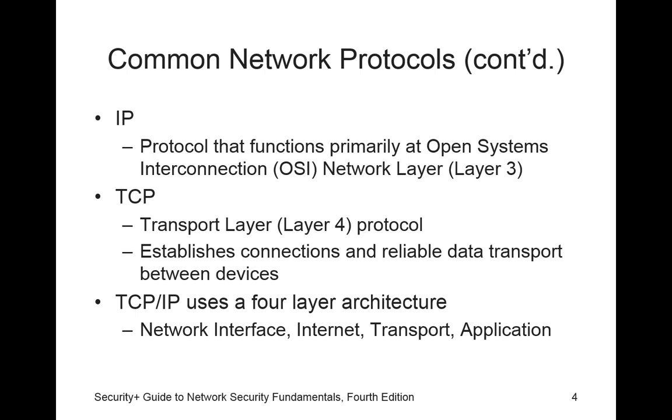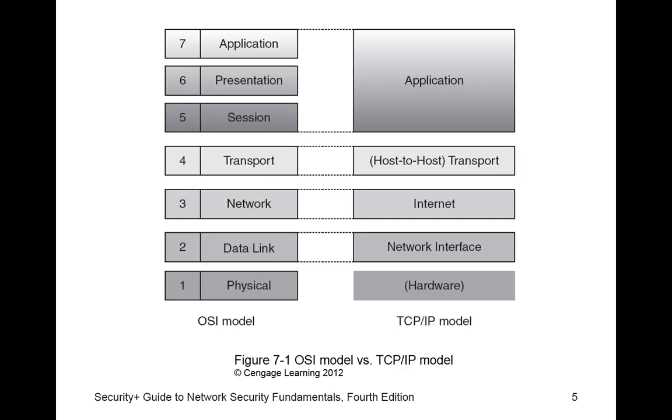What is TCP? It's Transmission Control Protocol. It's a layer 4 protocol. Yep. It is what establishes that direct connection between the 2 points. Okay? So TCP/IP uses a 4-layer architecture: network interface, internet, transport, and application. So here's what you have. You have your TCP/IP model. You have your network, your internet, your transport, and your application, right?